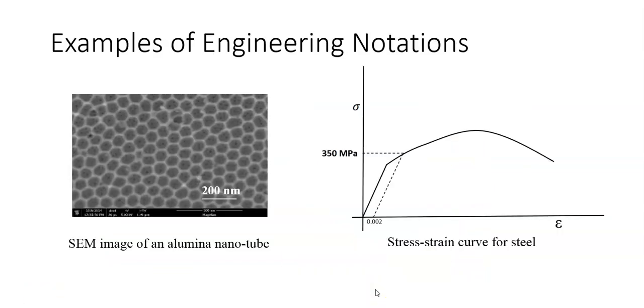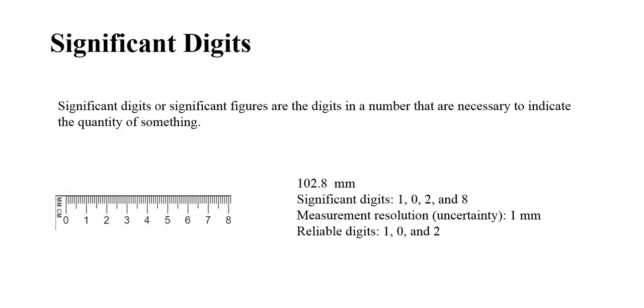Here I am giving you two examples from the real world that scientists and engineers are using scientific notations to simplify the presentation of very small and very large numbers. Here on the left side, we have this scanning electron microscopy of aluminum nanotube. Notice that the diameter of each tube is about 50 nanometers, a very, very small number. And on the right side, we have this stress strain curve for steel. Notice that the yield strength for steel is 350 megapascal, which is equal to 350 times 10 to the power of 6 pascal.